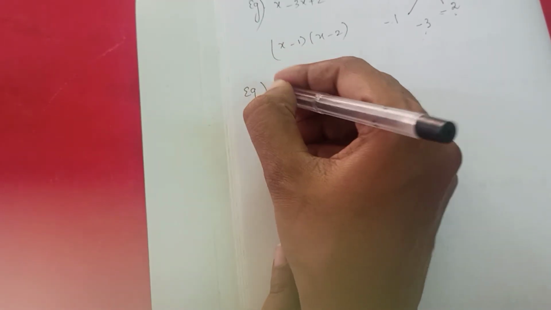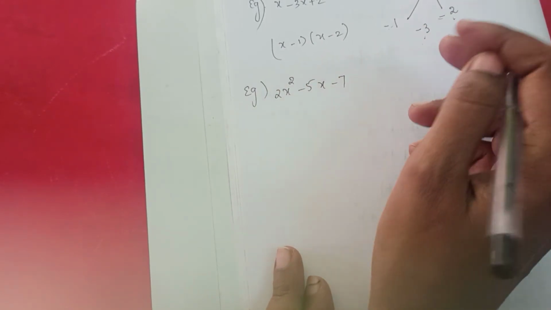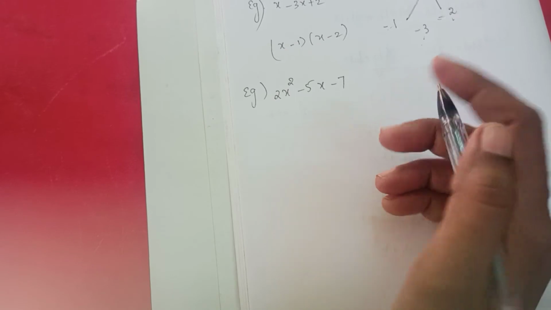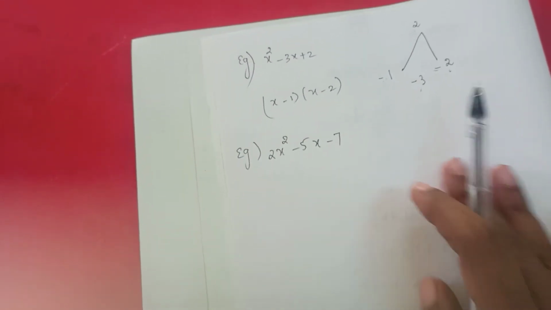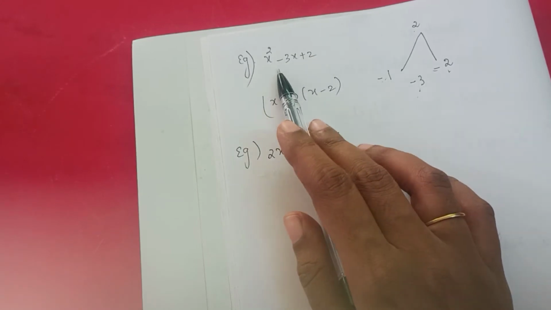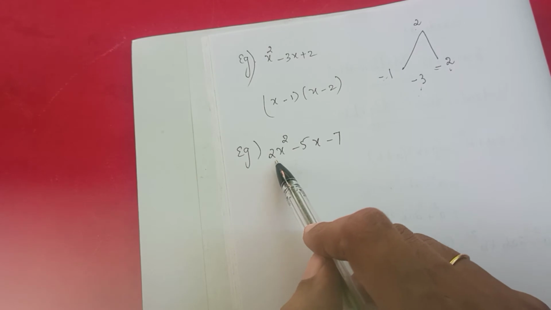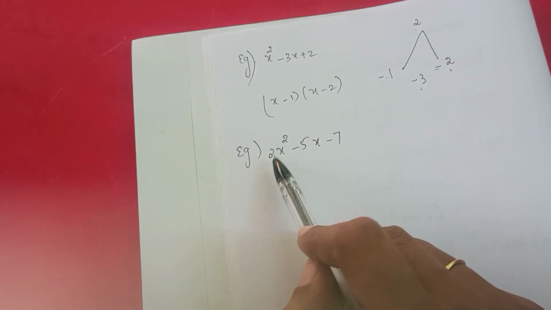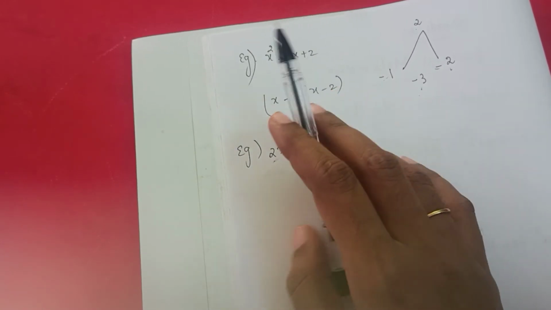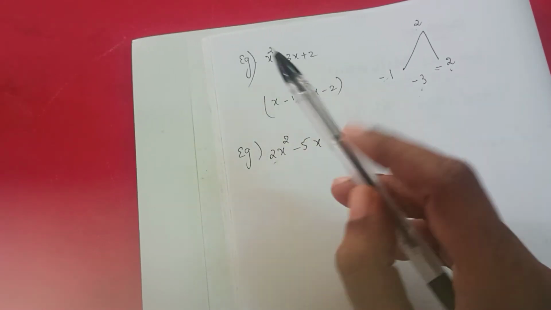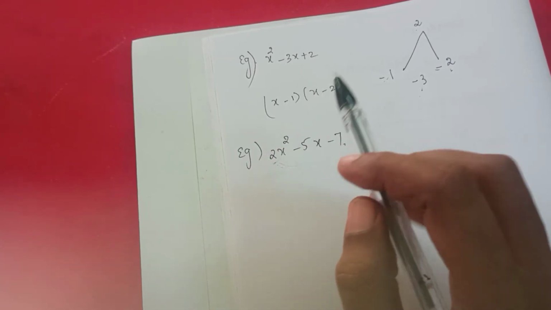Still listen here, this one: 2x square minus 5x minus 7. Here only we'll make the mistake. What we will do is just the same as the previous problems. If you multiply to get 2 and add to get minus 3, it will be wrong. Okay, so here x square has some coefficient. x square has a coefficient other than 1. Before, 1 was the coefficient, so no problem. When you multiply 1 into 2 you will get that, is it right? But here if it is 2, when you multiply it will be changed. So you need to be very careful.